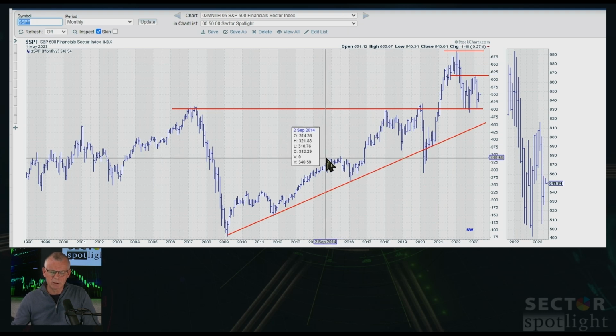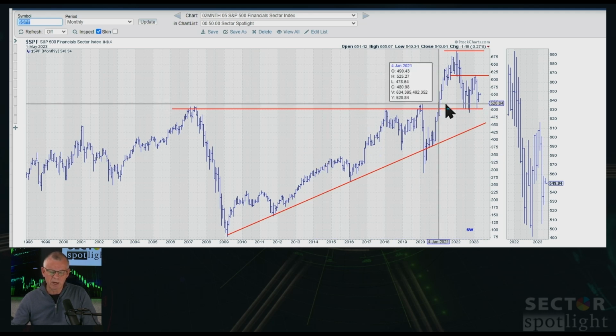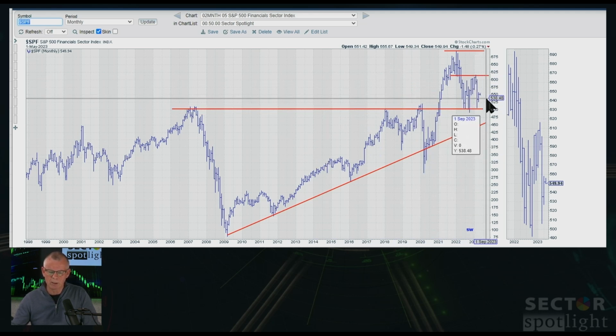Here is financials. Not going to spend a lot of time on that because we've already seen that in the seasonality bit. In a sideways move, stuck between those boundaries very clearly.